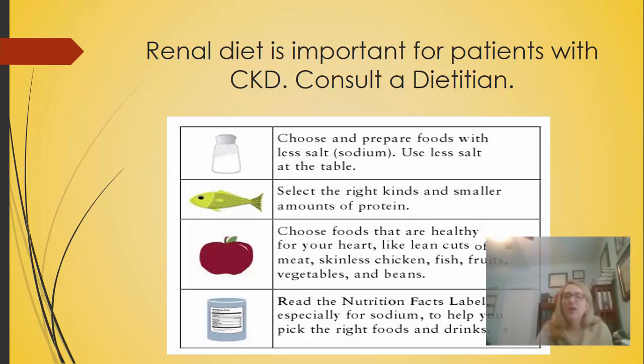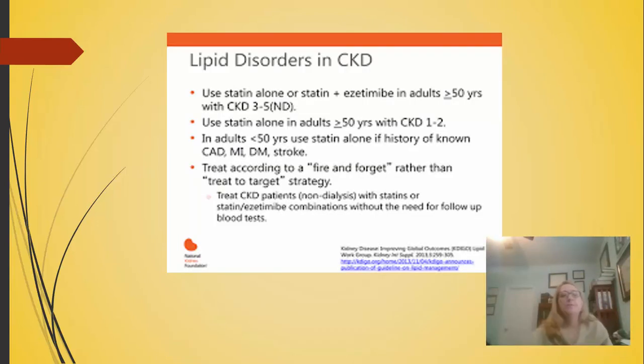Choose foods that are heart healthy is what you're looking for. Lean cuts of meat, skinless chicken, fish, fruits, vegetables, beans, that kind of stuff. You want them to get comfortable reading nutrition labels and looking at the sodium. Help them pick the right food and drinks. Avoid sodas.